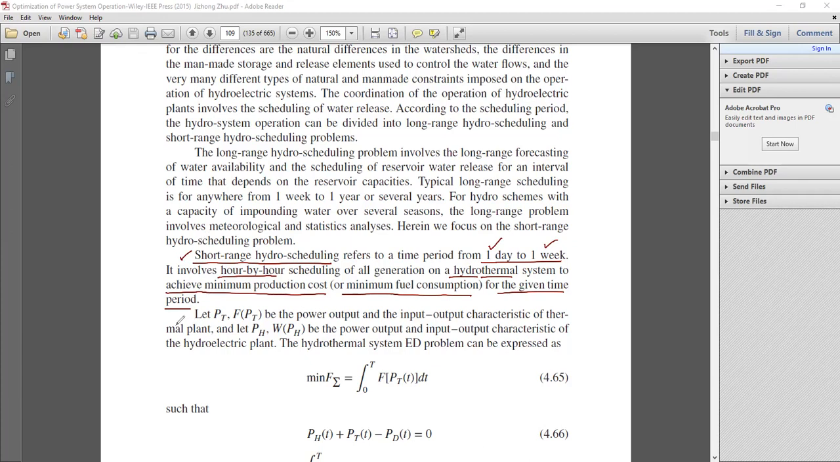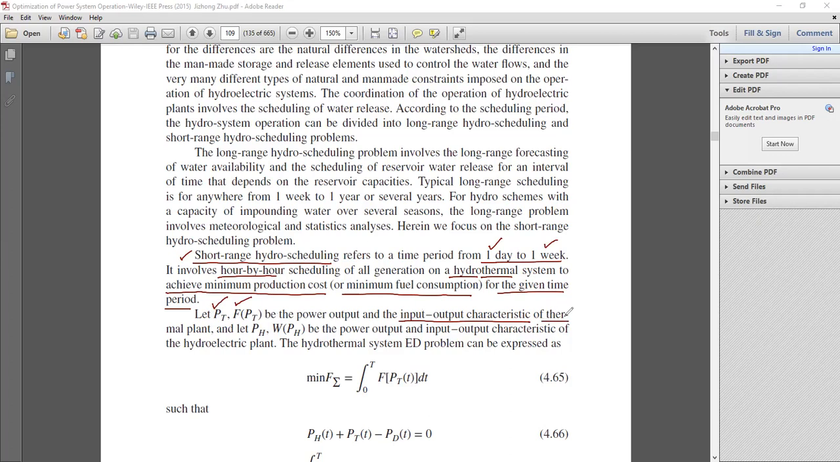So now let's start the formulation. We first let PT, where T stands for the thermal power output from the thermal unit or thermal power plant. F of PT is the associated cost function, or in other words, the input-output characteristics, where the input is translated into the fuel cost, and the output is basically in megawatt or kilowatt generation. So this is your power output, this is your cost function.